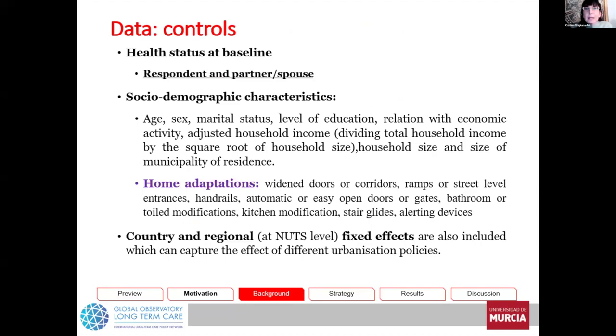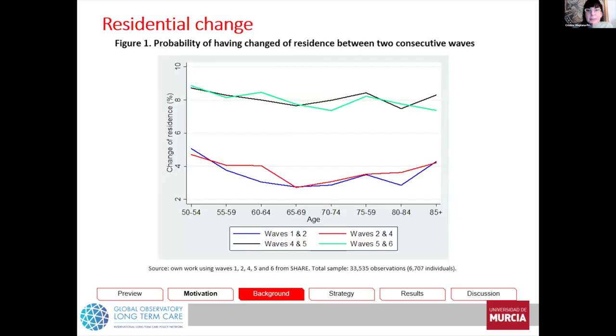We have also the health status in the first wave at baseline. We include sociodemographic characteristics, the typical ones: age, sex, marital status, education, relation with economic activity, income, household size, and the size of municipality. And also we include if the household has performed home adaptations. In this case, the question is not very specific. It includes whether you have widened doors or corridors, ramps at street level entrances, handrails, automatic or easy open doors or gates, but cannot distinguish among these home adaptations. And we also include country and regional fixed effects.